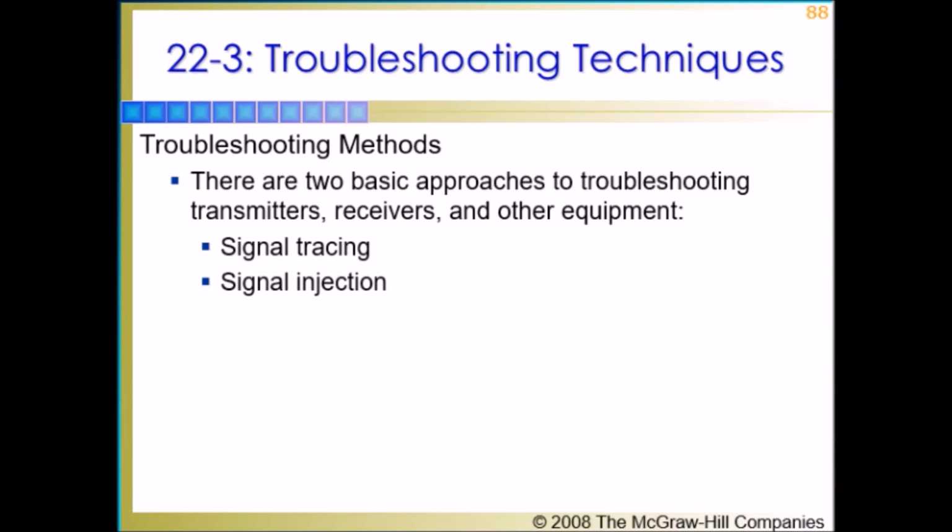Troubleshooting methods. There are two basic approaches to troubleshooting transmitters, receivers, and other equipment: signal tracing and signal injection. Both methods work equally well and may often be used together to isolate a difficult problem.